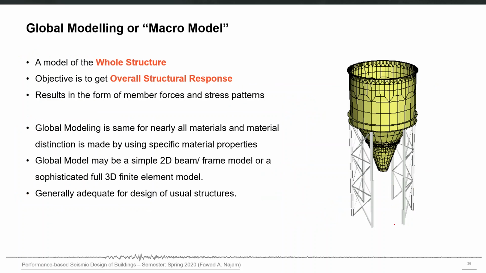There is one more classification of structural modeling which we call as macro modeling and micro modeling. Macro modeling is the modeling of the whole structure itself. For example, here you can see is a finite element model of a storage structure, and in this kind of a model the objective is to get the overall structural response. If we create a model of a complete building for the purpose of getting overall structural response, that will be called as a macro model.